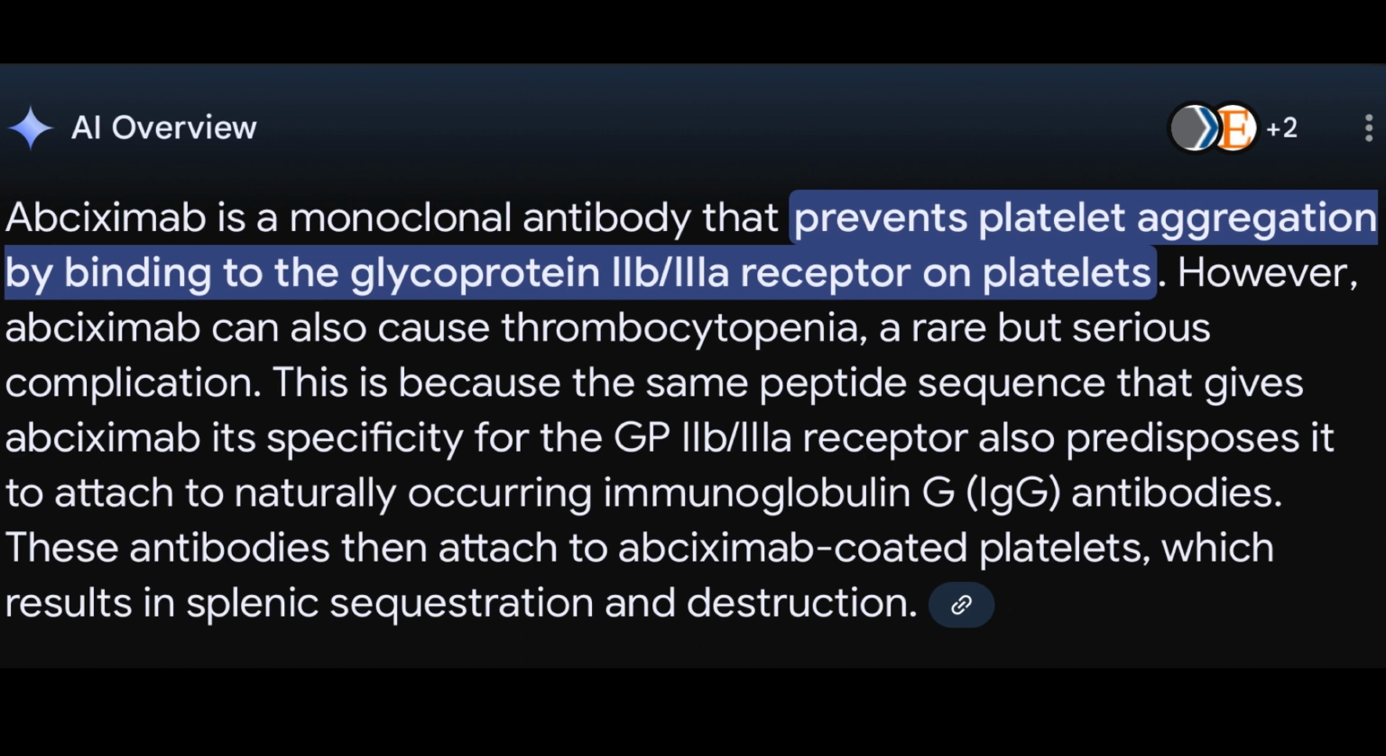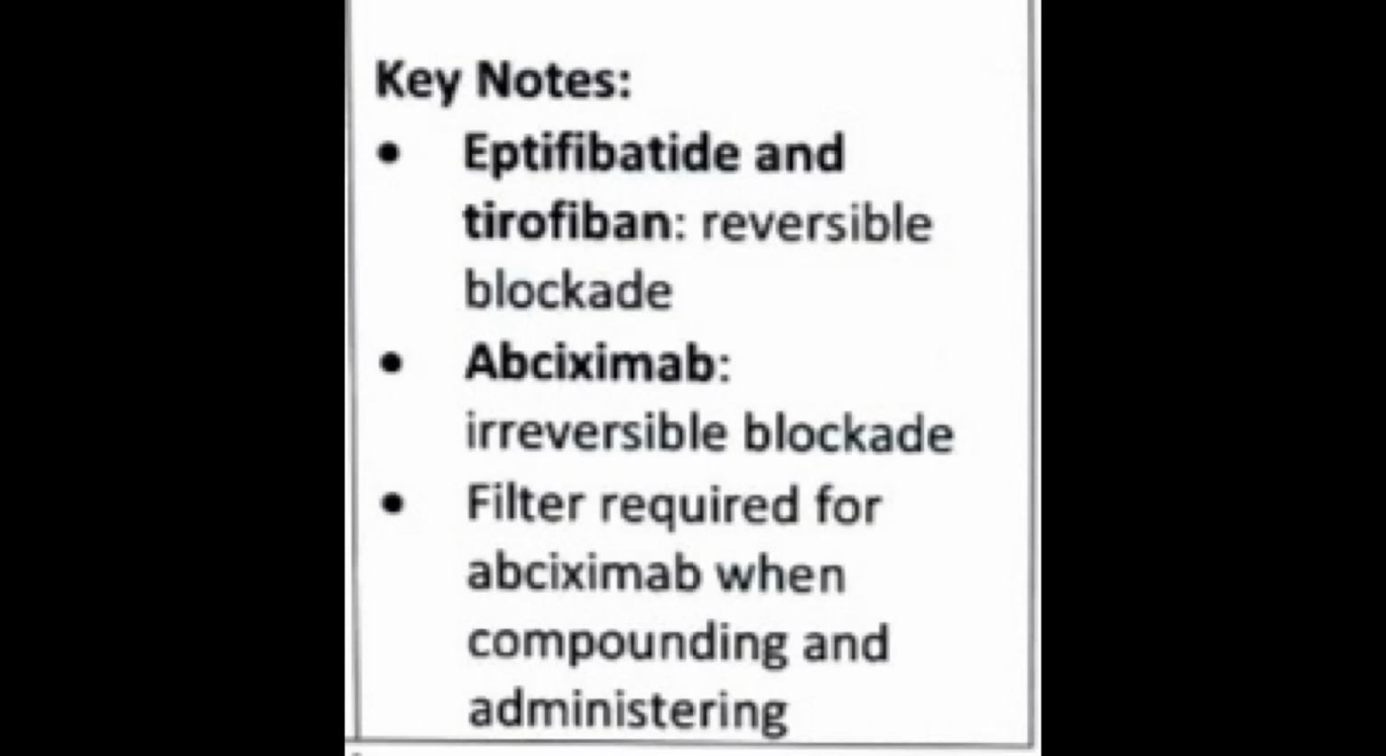You want to avoid in patients with intracranial neoplasm, arteriovenous malformation, or aneurysm, which is where your artery is kind of ballooning and weakening. Whenever this ReoPro binds, it's actually irreversible blocking. It cannot be reversed. It does need to be administered with a filter needle when compounding or administering.